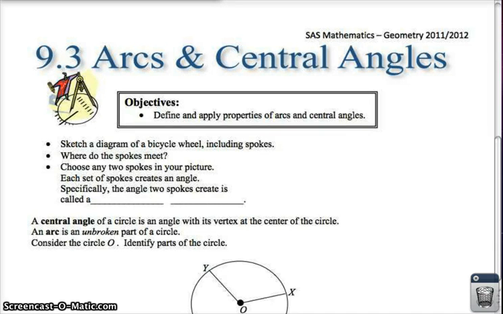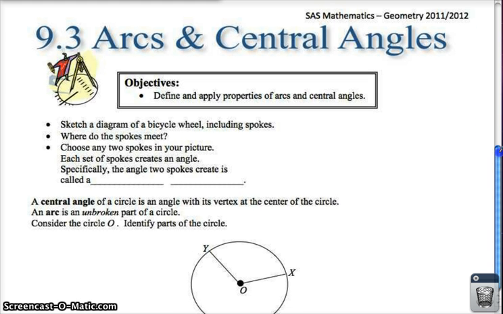All right, hopefully you didn't have any issues with 9.1 and 9.2, and if you did have some questions or problems, you came to see me or saw some of your peers to get your questions answered. We're moving on to 9.3 and 9.4, which is about arcs and central angles of circles.